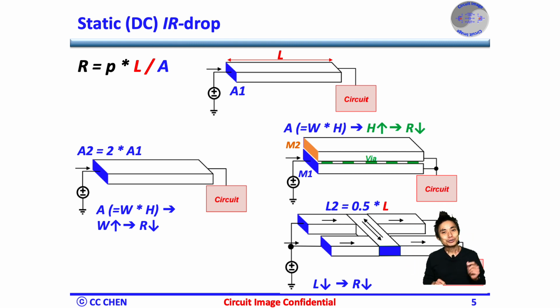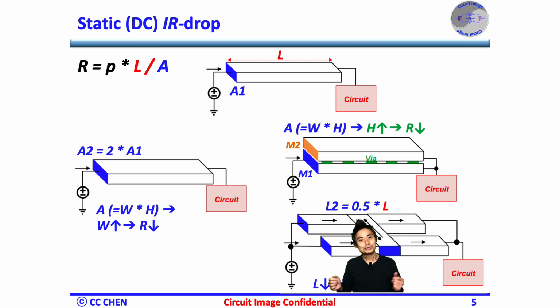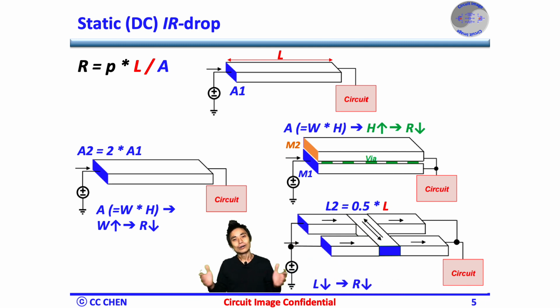Third, you could add more branches to reduce the length of the current flow such that the resistance is reduced, which is usually a good metal mesh or grid in a good design of the PDN. Alright, usually the static DC IR drop could be easy to improve. What should we do if the issue is the dynamic IR drop?